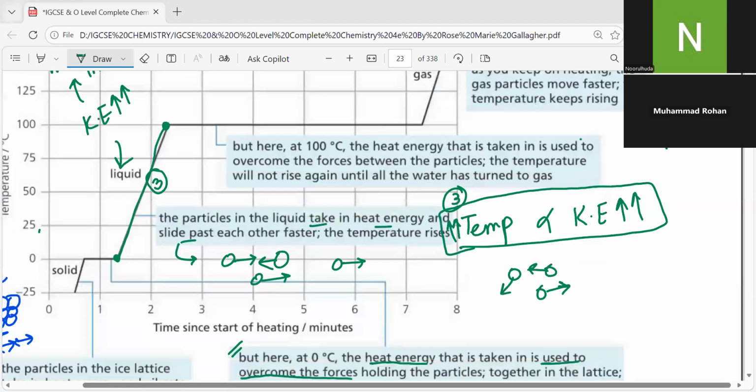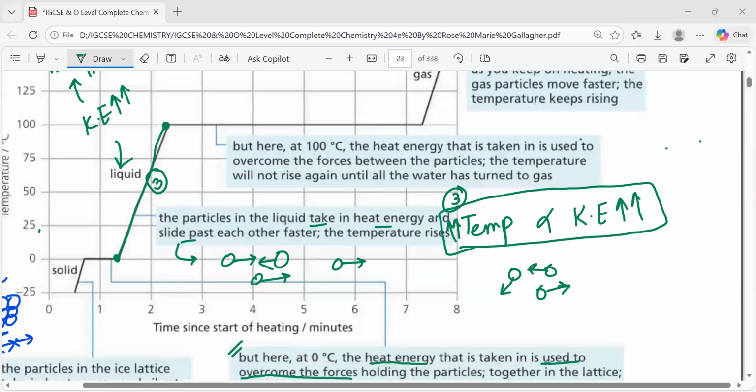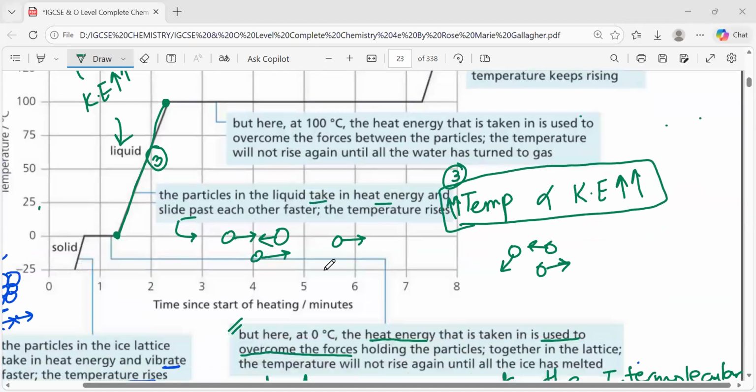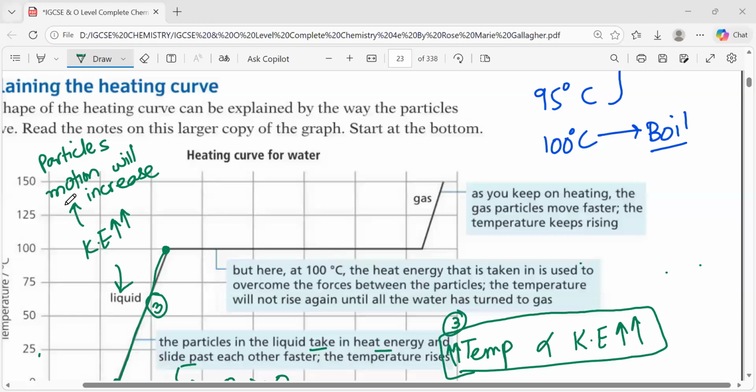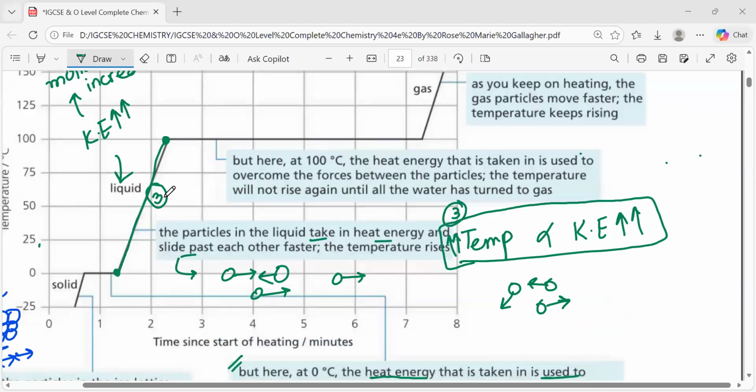I'm saying at point 3, when you see at point 3, this one, you have two reasons. You can say that at point 3, the temperature of the liquid is rising, and due to this rise in temperature, the kinetic energy is increasing. When the kinetic energy increases, the particles' movement increases. So at point 3, what is happening? Their movement is increasing. The particles are moving faster. They will slide past each other at a faster rate. Clear? Are you clear with what is happening at point 3?